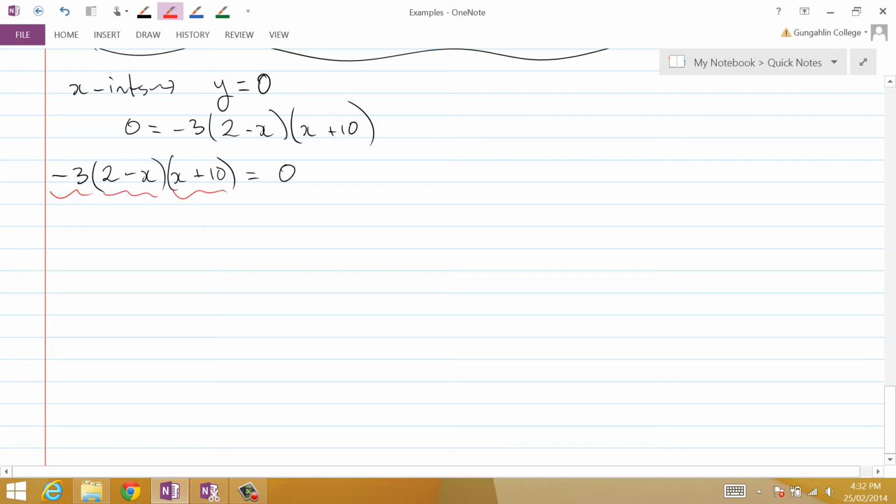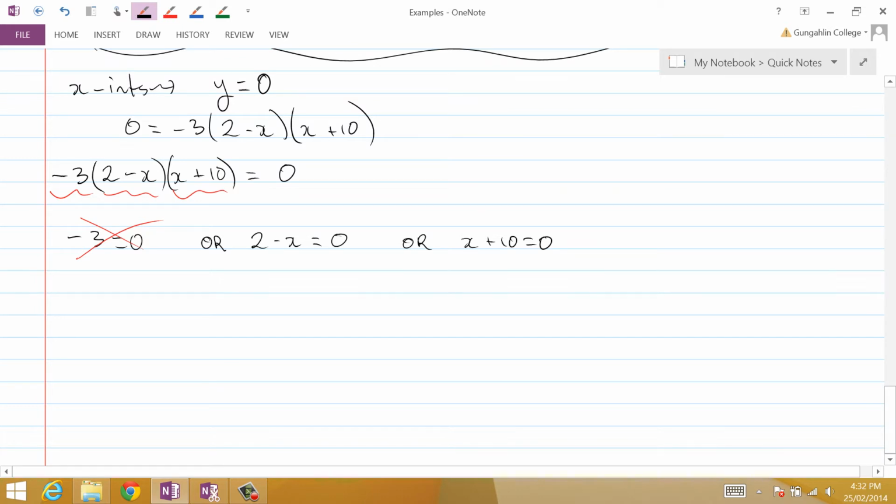So here we have another situation of the null factor theorem. In order for the result of this multiplication to be 0, one of these three things has to be 0. Either minus 3 is 0, or 2 minus x equals 0, or x plus 10 equals 0. And we're asking these equations, when can these happen? What values could x have to make each possible thing 0?